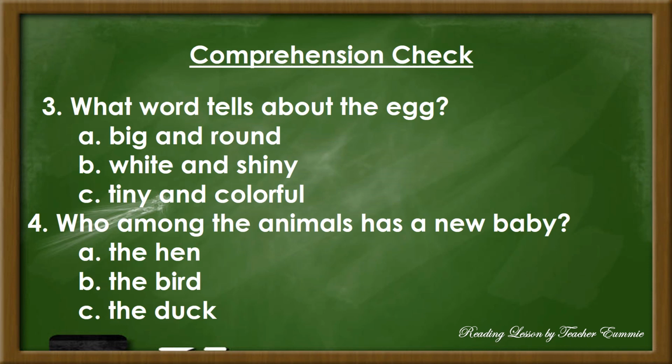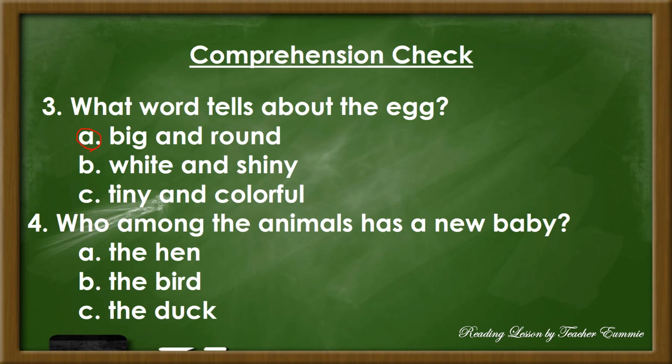Number 3. What word tells about the egg? Is it A, big and round, B, white and shiny, or C, tiny and colorful? Okay, very good, letter A, big and round.